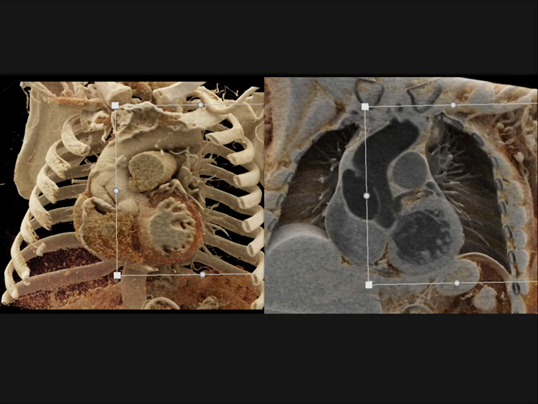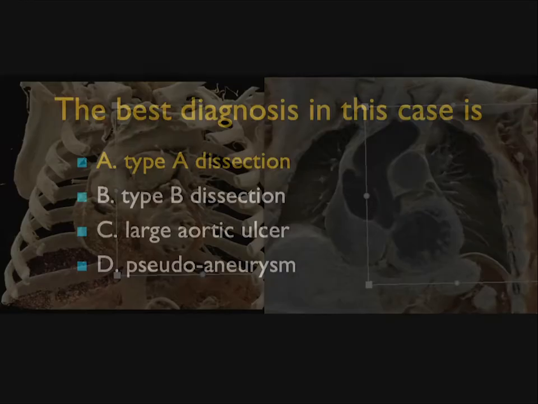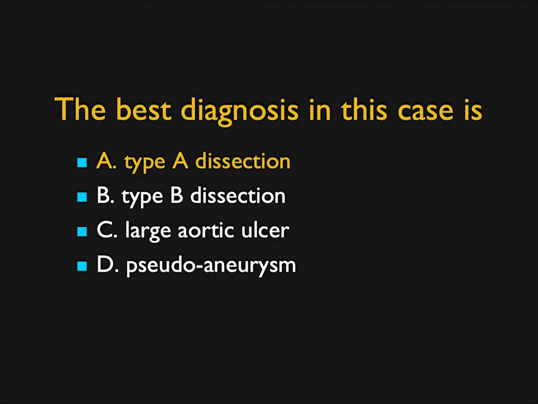We could do endovascular views previously with volume rendering, but I think this gives you a little better shadowing and a little better detail. You can see the left coronary artery. You also can see the patient's ventricular wall. So it's a very nice rendering, but the answer is A, type A dissection.